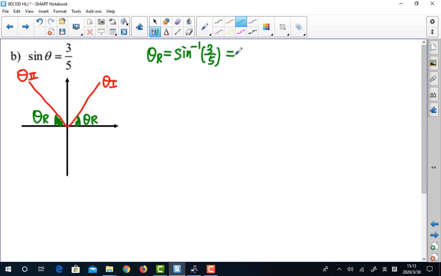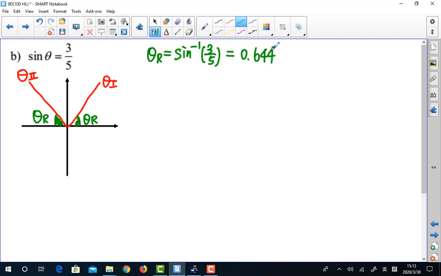You can use the scientific calculator to find sine inverse 3/5 in radians. So this answer is approximately equal to 0.644. So I finished step 2 in this problem solving already.